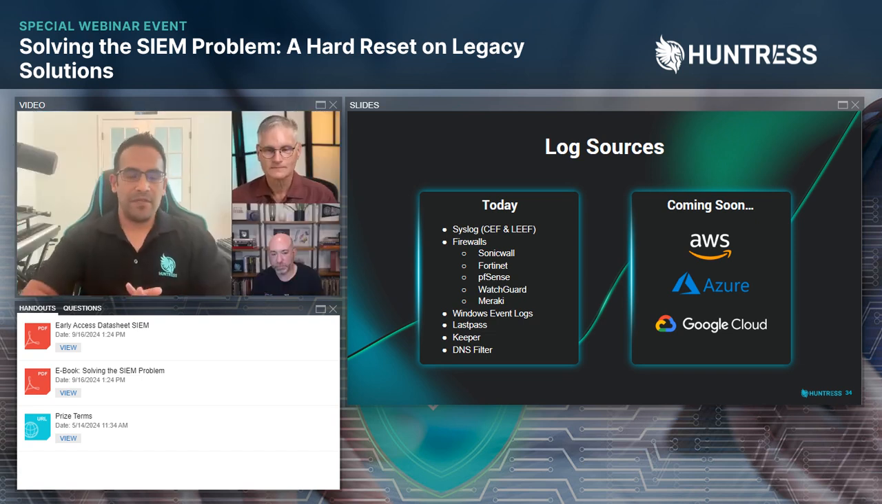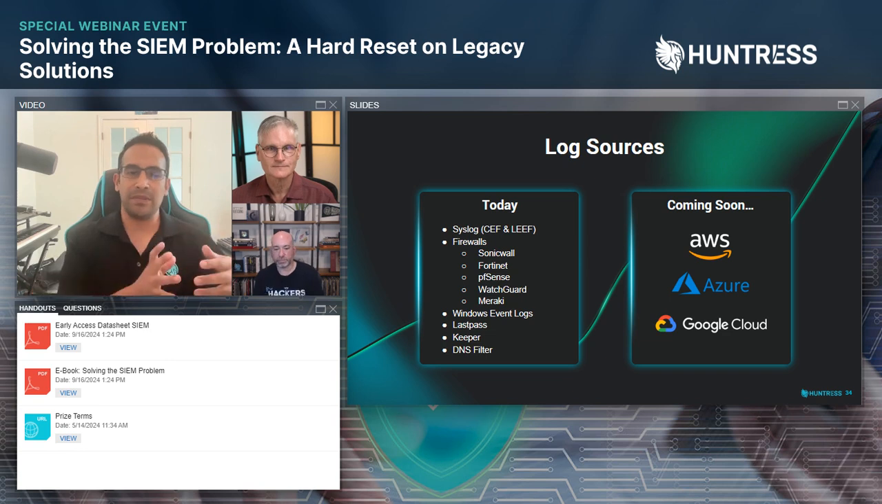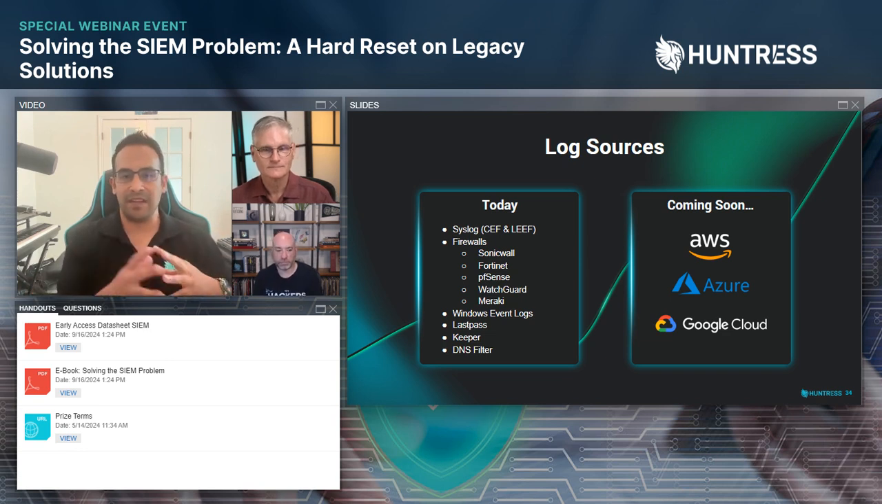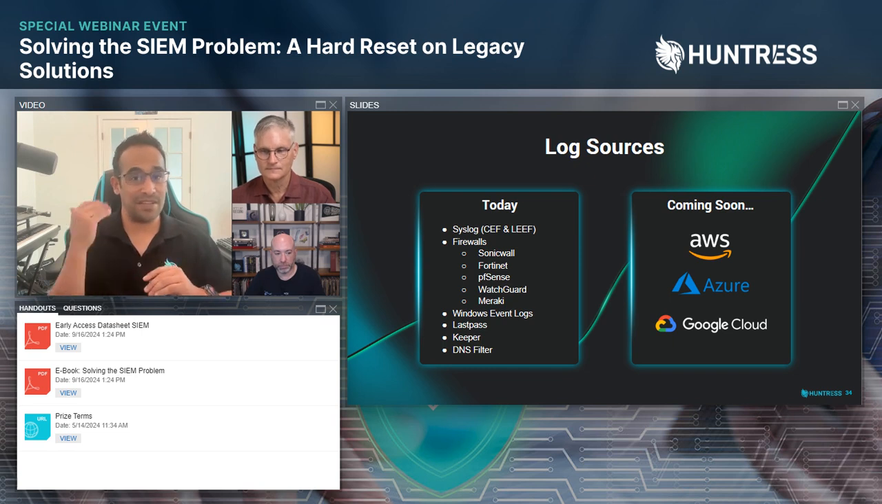So when we first started with SIEM, we really had a few log sources, right? We could collect from syslog, which CEF and LEEF kind of formats. We were a little bit limited on what we could collect there temporarily for firewalls, Windows events we could collect, and then LastPass. September has been really busy for us on the lab side, right? So as you can see, there's a lot more log sources.